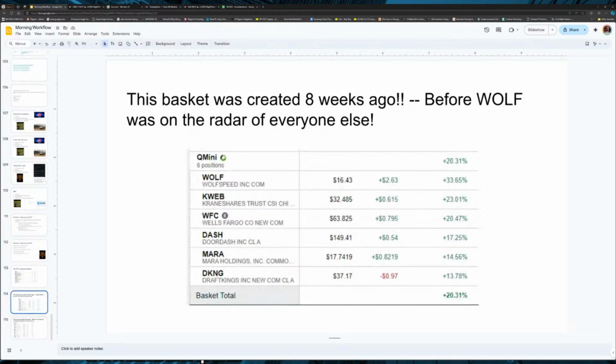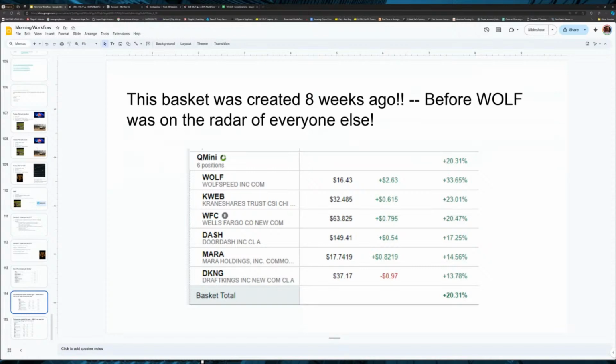I started this ETF almost 10 weeks ago. And the interesting thing about it was that at the time, this was before the China breakout, which you may or may not know, before Wolf was interesting to anybody, before financials, which are breaking out now, were interesting to anybody. See Wells Fargo, before Bitcoin was breaking out.